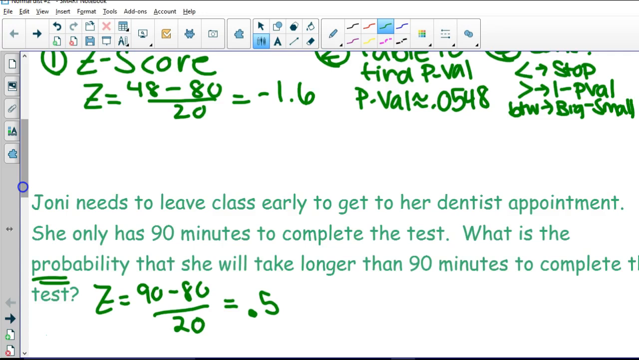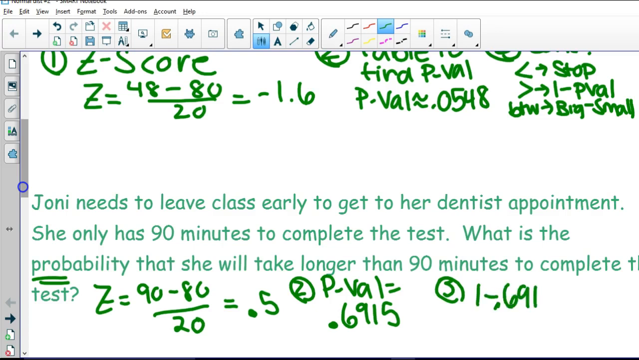Next, we get a p-value. We go to our chart. What do we get? 0.6915. Then we have to analyze. Are we done? No. Why are we not done? Well, it's a greater than. So we have to do 1 minus 0.6915. And what is that equal to?